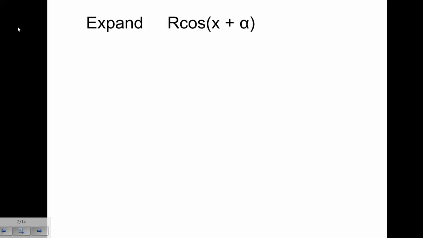Now, the next thing we're going to look at is expanding this r times cos(x + alpha). And we did that in the lesson with our addition formulas. So we should know what that one is. It's cos x cos alpha minus sin x sin alpha. And we need to multiply by r because of the r over here.